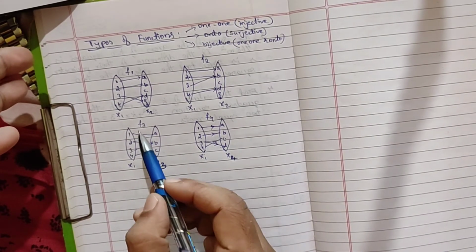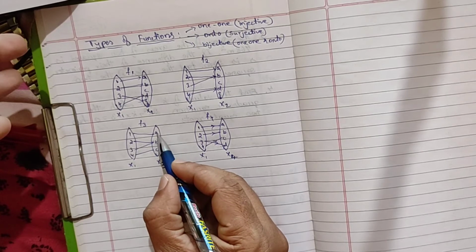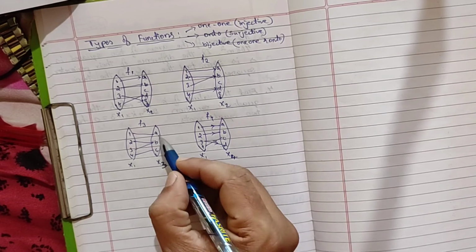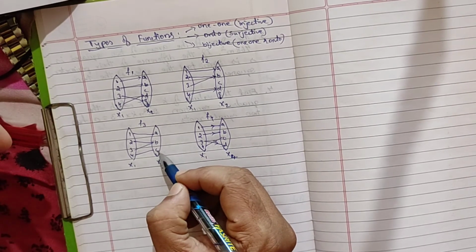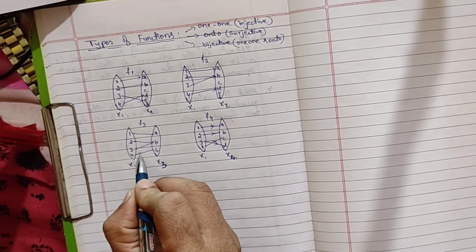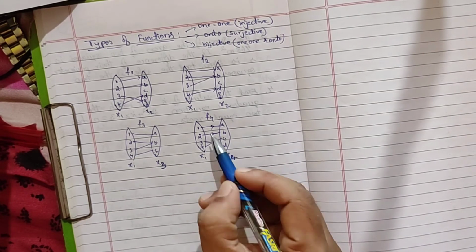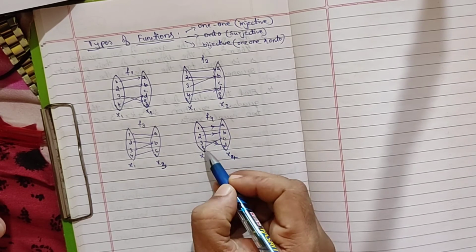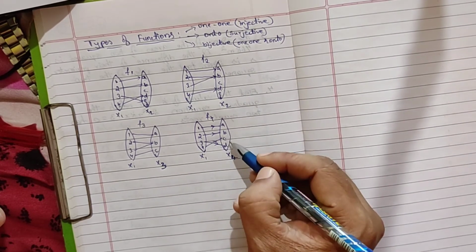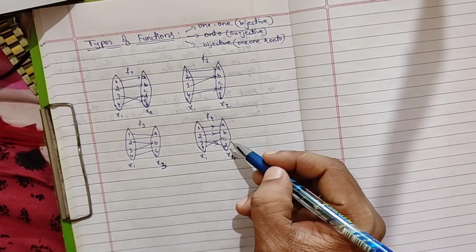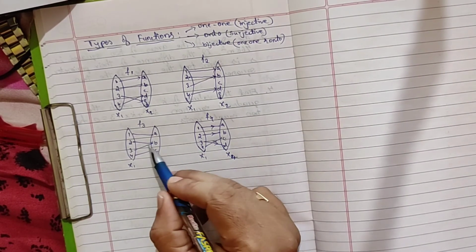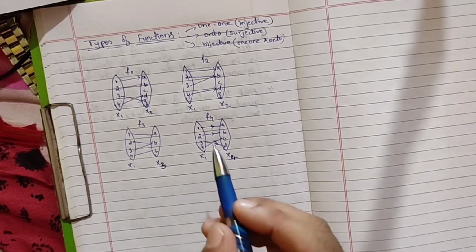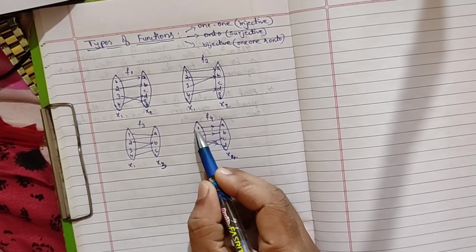But here, F3, all the elements are there. A is the image of 1, B is the image of 2 and 3, and C is the image of 4. Are any elements remaining here? No. Therefore, this is an onto function. And this also, same thing: 1 is related with A, 2 with B, 3 with D, and 4 with C. Is there any element remaining here? No, there is no element. So this is also an onto function, and we can call it a one-one and onto function.